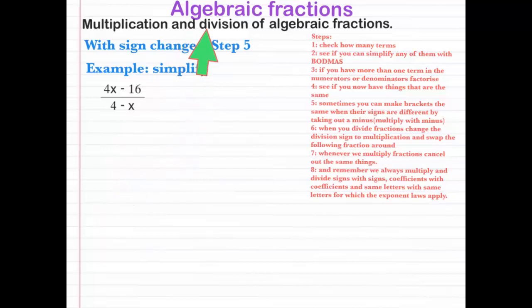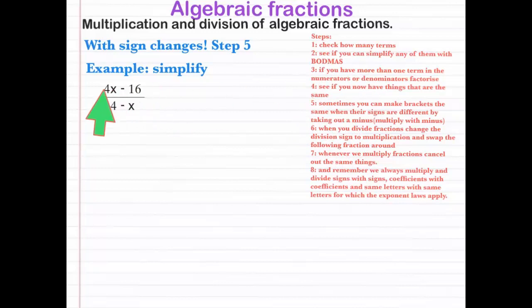We are still busy with algebraic fractions, and we are still multiplying and dividing algebraic fractions, but this time with sign changes. In other words, step 5. Sometimes you can make brackets the same when their signs are different by taking out a minus. Okay, so here we go.